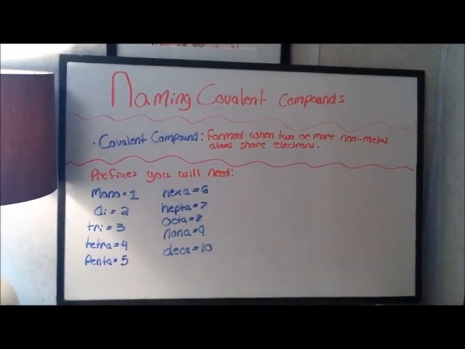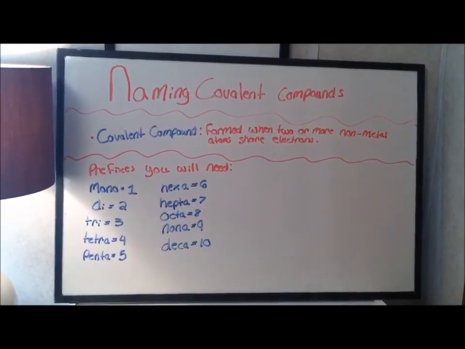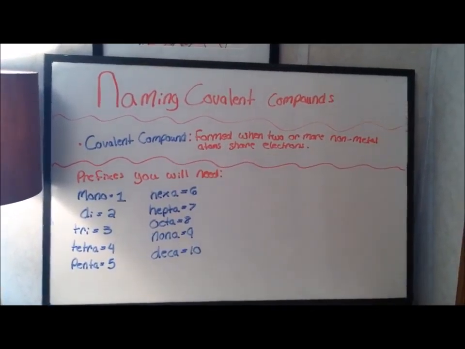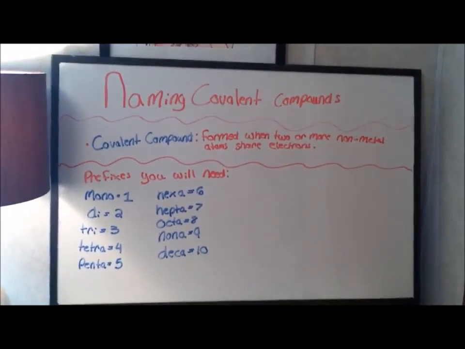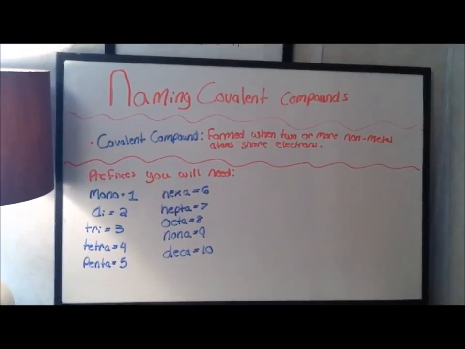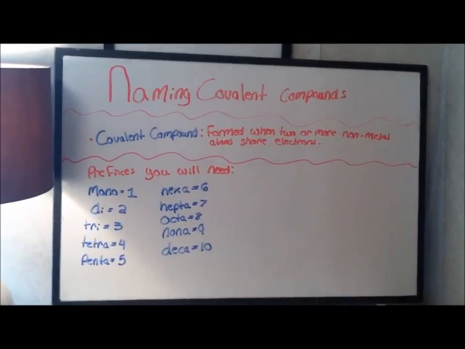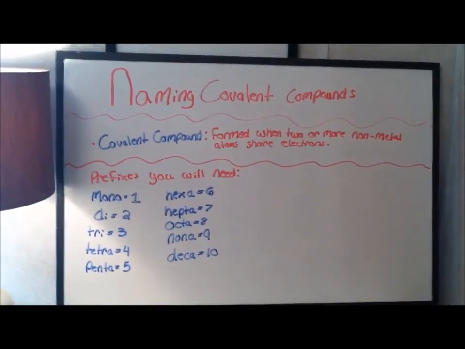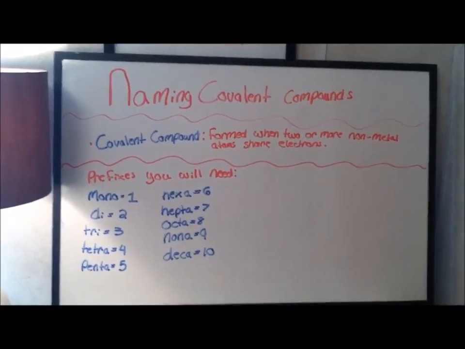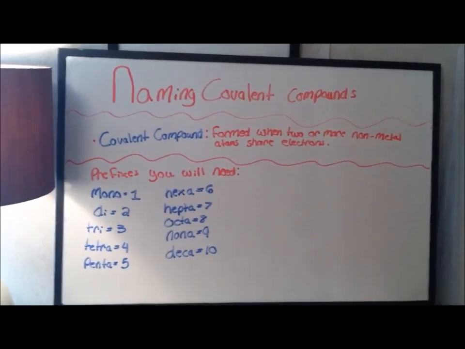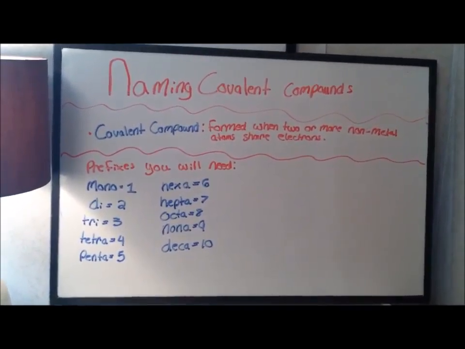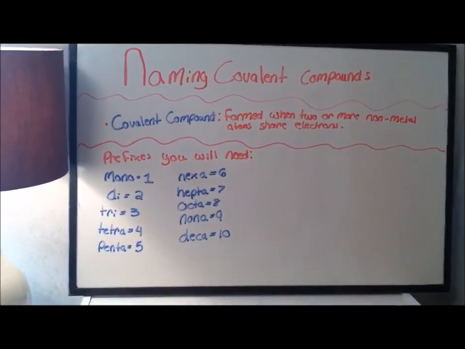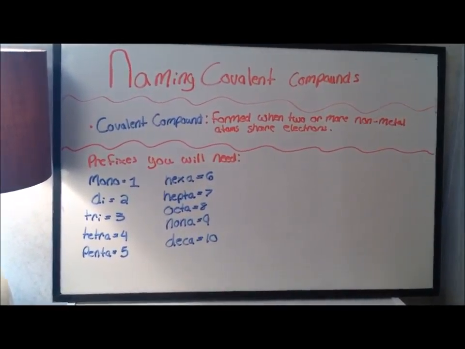Naming covalent compounds. Covalent compounds are a bit more tricky than ionic compounds. Covalent compounds are formed when two or more nonmetal atoms share electrons. When naming covalent compounds, you must memorize the prefixes: mono, which is 1, di, which is 2, tri, which is 3, tetra, which is 4, penta, which is 5, hexa, which is 6, hepta, which is 7, octa, which is 8, nona, which is 9, and deca, which is 10.